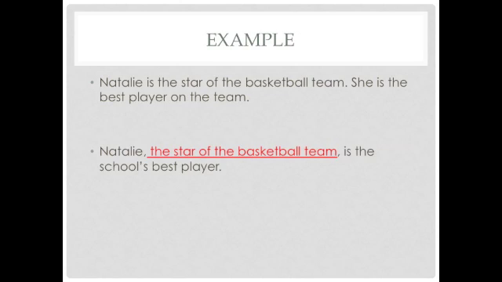Natalie is the star of the basketball team. She's the best player on the team. We can make that more impressive by saying: Natalie, the star of the basketball team, is the school's best player.